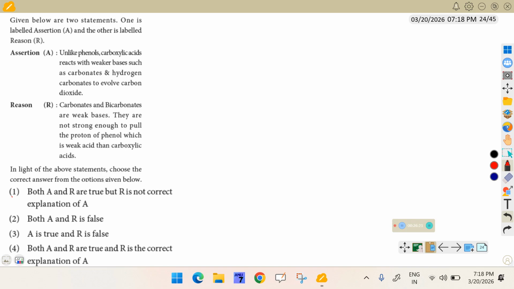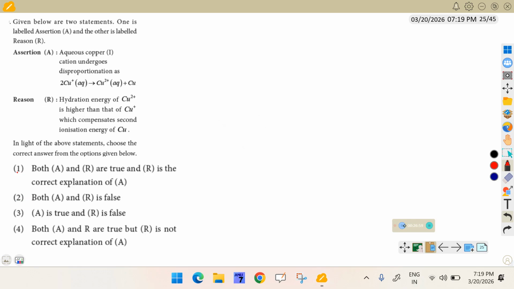Assertion: unlike phenols, carboxylic acids react with weaker bases such as carbonates and hydrogen carbonates to evolve carbon dioxide. Assertion is correct. Carbonates and bicarbonates are weak bases. They are not strong enough to pull the proton of phenol, which is a weaker acid than carboxylic acid. Reason is also correct. A is true, R is true, R is the correct explanation for A. How? In the previous video, I explained very clearly.